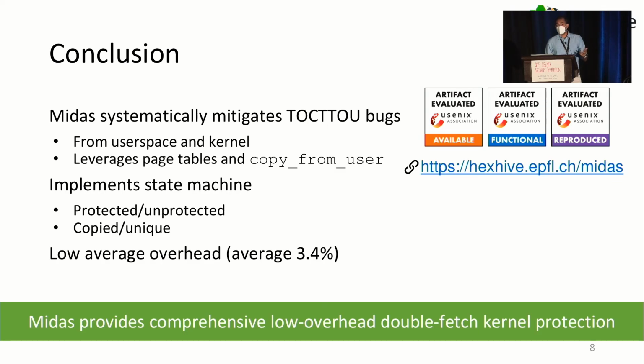The artifact, we submitted this for evaluation, and we were able to get all three artifact evaluation badges. What that means is not only can you find the code for the Linux kernel at this address, you can also find a disk image which can run on virtual machines, and you can flash onto a real machine and run it yourself. So overall, this is why we believe that Midas is able to provide comprehensive double fetch protection at low overhead.